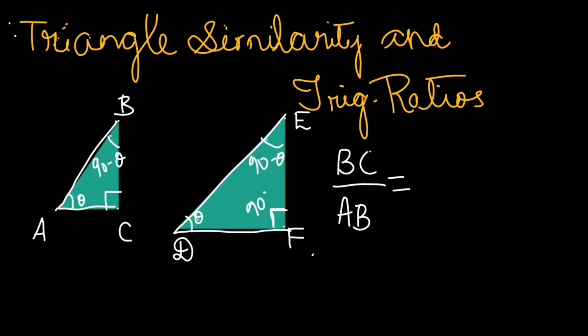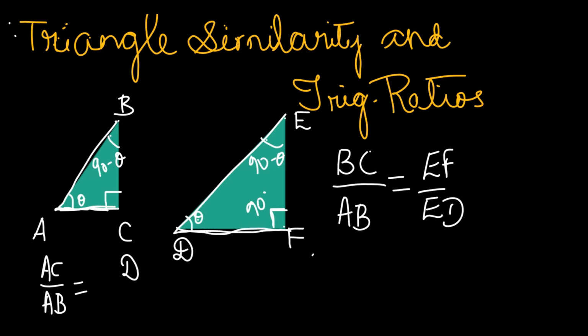Now, this is the similarity condition. What is the corresponding side for BC here? EF, isn't it? So EF by ED. This is one condition which we got from this. Now let me write another side. For example, if we take AC by AB, that is equal to, what is the similar side of this one? This will be DF, isn't it? That's the base. So DF by DE, that will be the same, ED or DE, the hypotenuse.